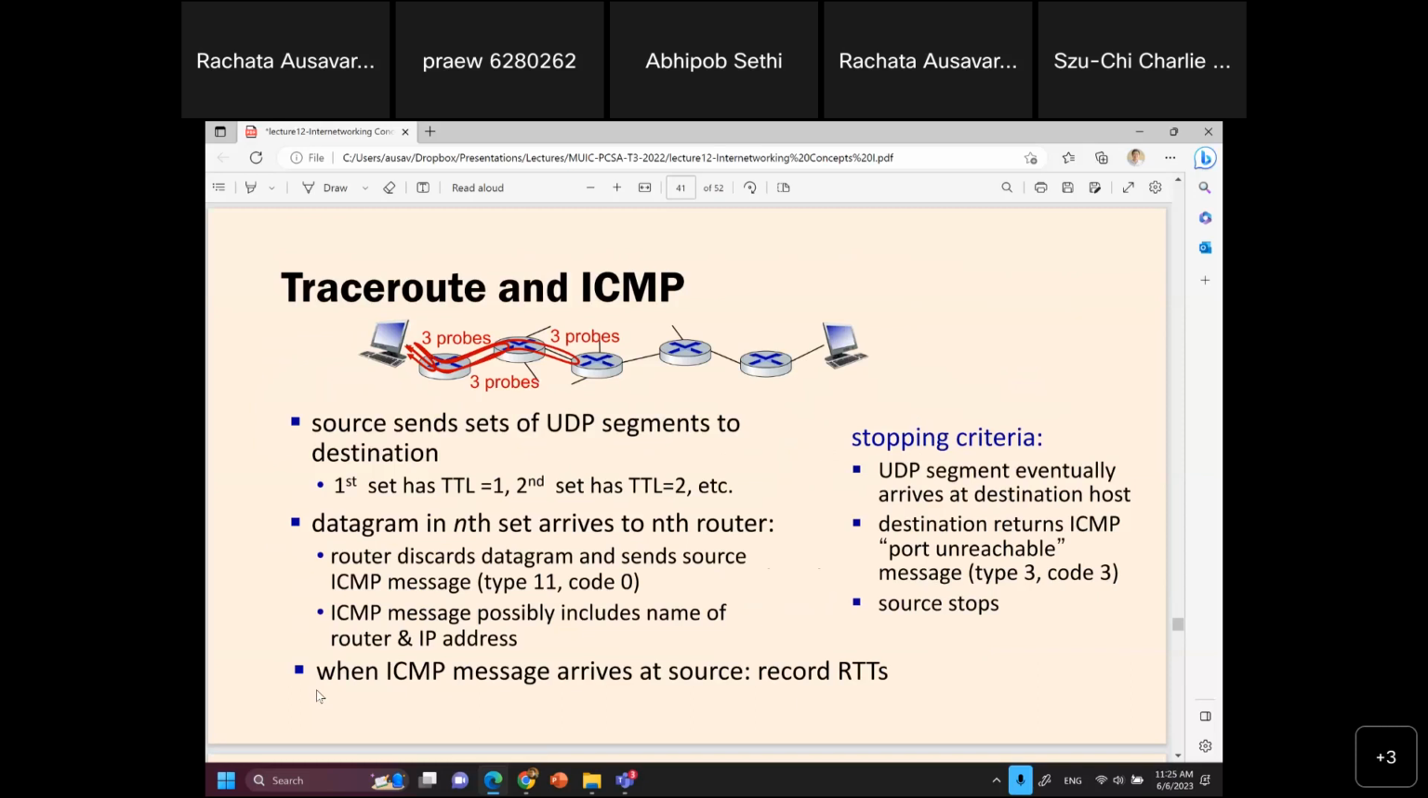If I have the n set arriving at the n router, the router discards the datagram and sends the source an ICMP message, type 11 code 0. So this is what we do with traceroute. I want to go at maximum this number of hops to the n router. Can I get there?